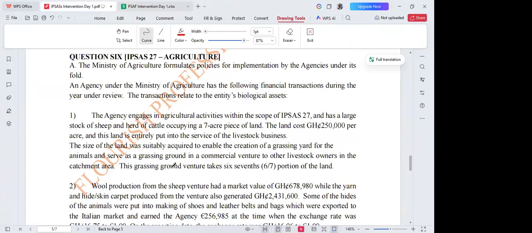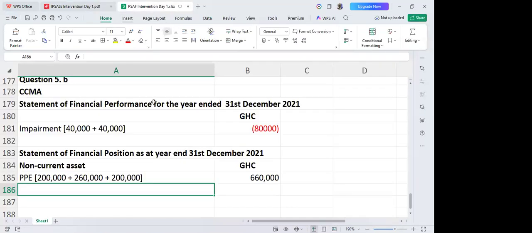Question 6. Here's one I recorded. But please, I'm a bit lost at the financial position side. Can you please go over it? The PPE? Please go over how we had those values.